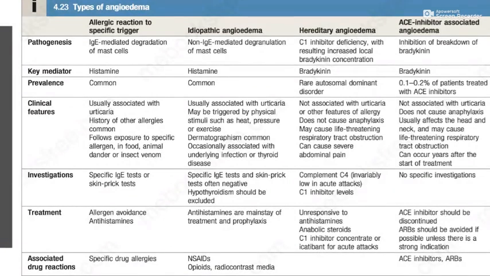Associated drug reactions include specific drug allergies, non-steroidal anti-inflammatory drugs in idiopathic angioedema, opiates and radiocontrast media, and in ACE inhibitors, as we said, both ACE inhibitors and ARBs.